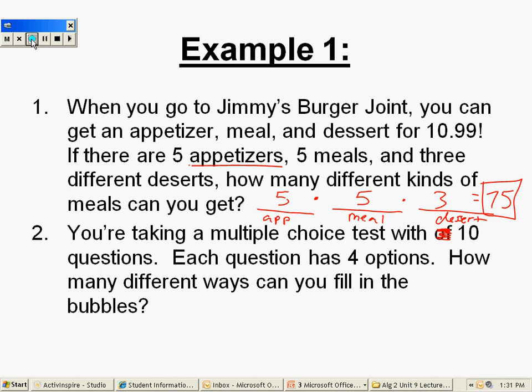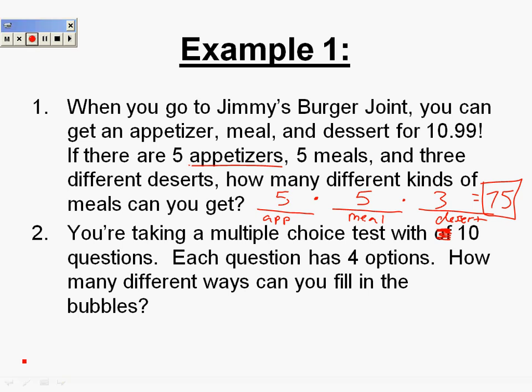We need to think about what we're doing here. Let's read this. You're taking a multiple choice test with 10 questions. Each question has 4 options. How many different ways can you fill in the bubbles? Now, here's my first thing. What did I do in number 1? I said, how many times do I have to make a choice? I had to make one for an appetizer, a meal, and a dessert. Now let me ask you this. How many times do I need to make a choice? 10 times. I have to make a choice 10 times. It's a 10-question test, right? I have to make a choice for question 1, question 2, question 3, 4, 5, 6, 7, 8, 9, 10.